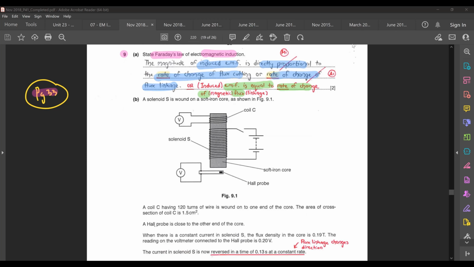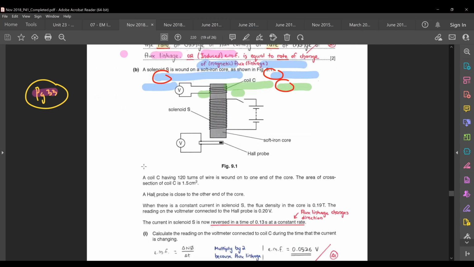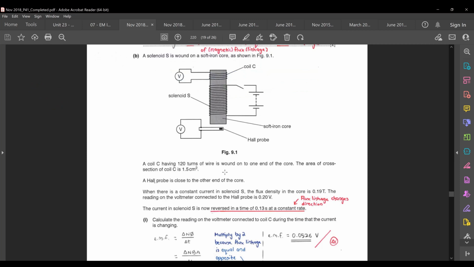The key thing to note is you always say rate. All right. When you say rate, it is always per unit time already. That's the actual definition of how EMF is induced. You need to have rate of change of flux cutting, rate of change of flux linkage, rate of change of flux.